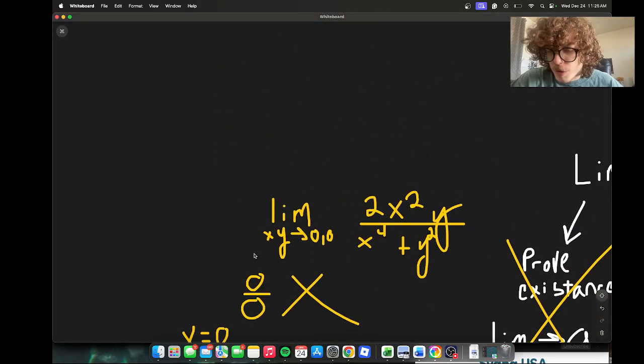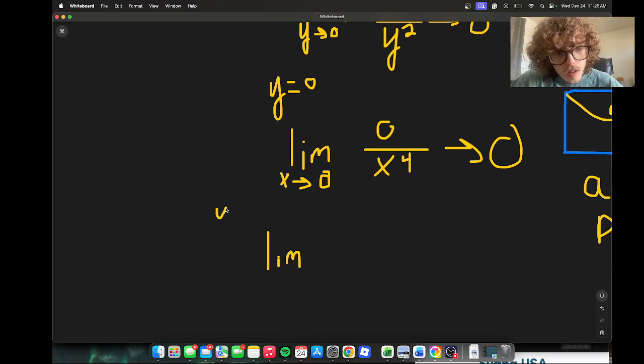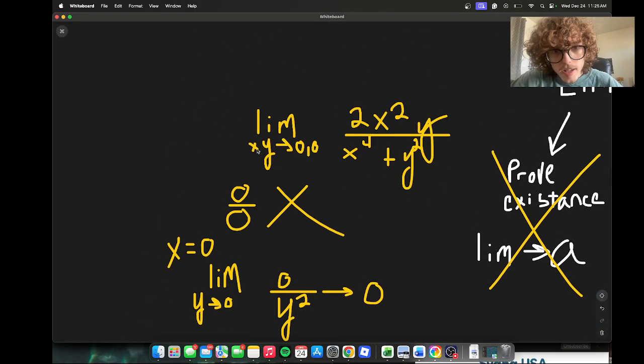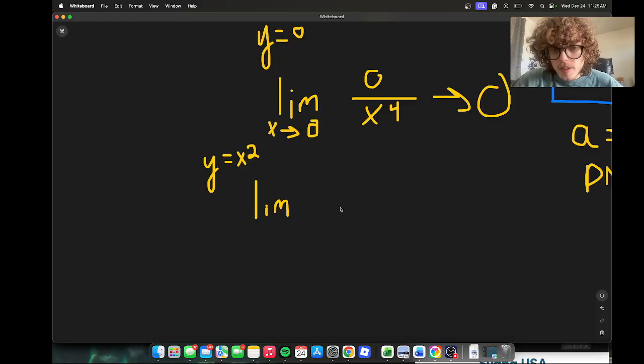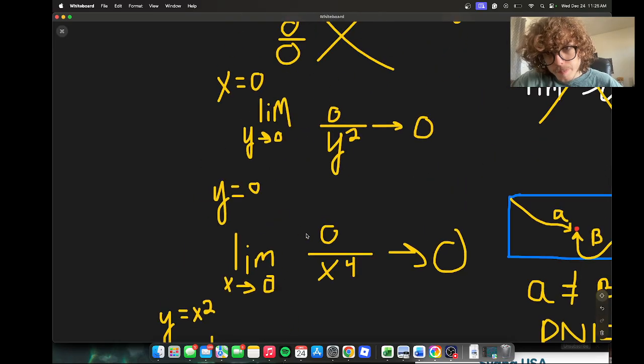Okay, pretty simple. What I want to do now is say, okay, what if I make, and you're not going to see this if it's your first time, let's say y is equal to x squared. Okay, look at what we're doing here. Y is now x squared. Well, we just plug in x squared for y. We're going to get 2x to the 4th over x to the 4th plus x to the 4th. That's going to be 2x to the 4th. And, of course, we're going to approach, and the way that you would write this notation is x squared approaches 0, 0.